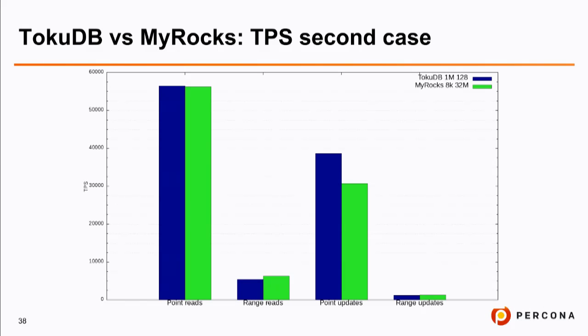And here's the result. Here we can see that for point reads, the TPS is almost the same for both engines. Range reads are almost the same too. And for point updates, TokuDB beats MyRocks. Range updates are the same too.